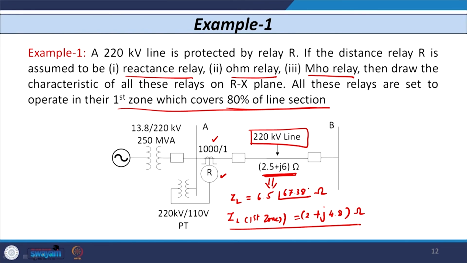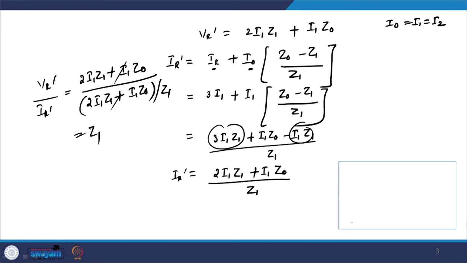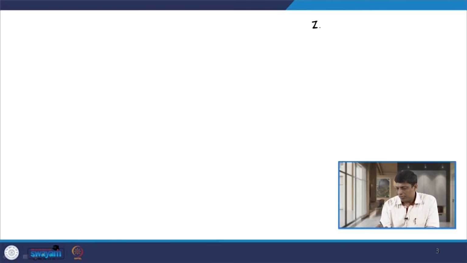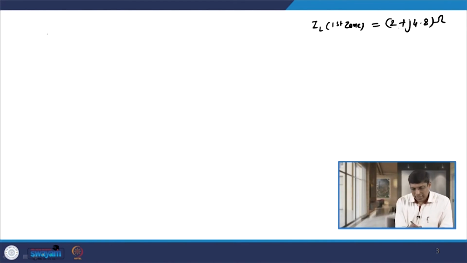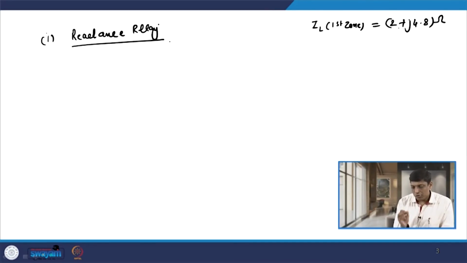Now, let us draw the characteristic of the relay. First, we draw the characteristic of the reactance relay. The first zone value is 2 + j4.8 ohm. As I told you, the reactance relay measures the reactance of the line, so the reactance of the line is 4.8 ohm.